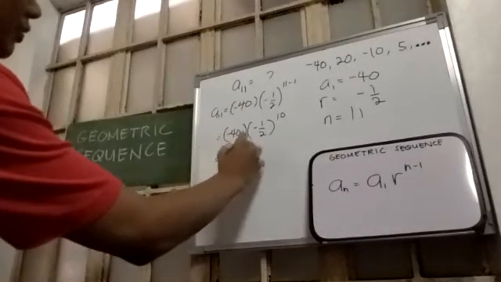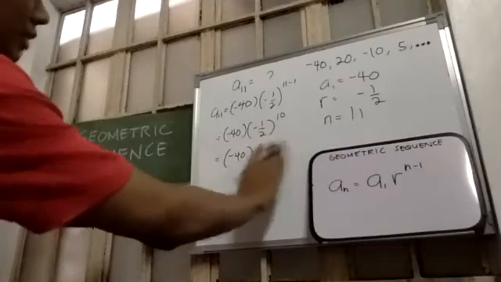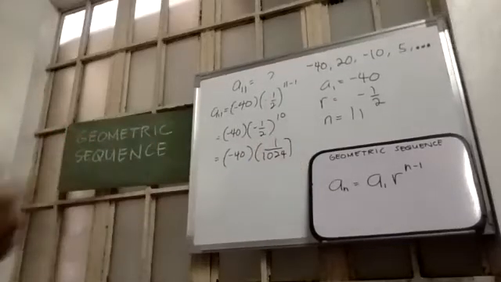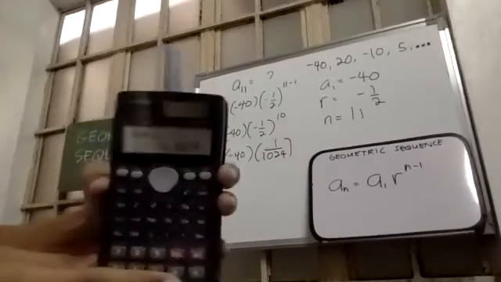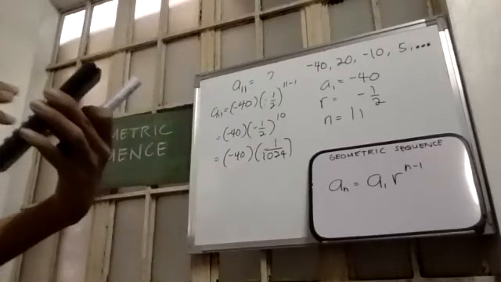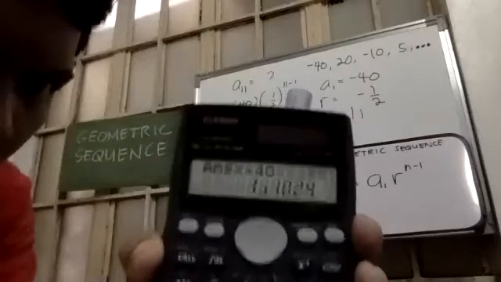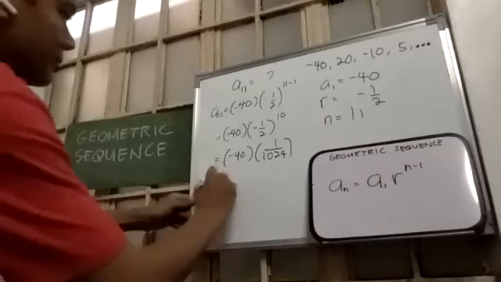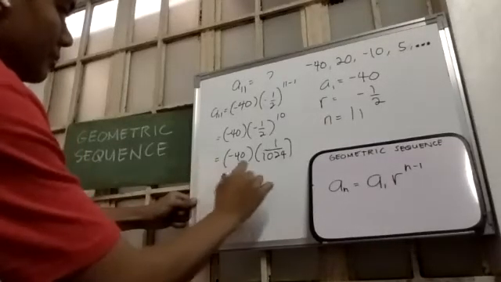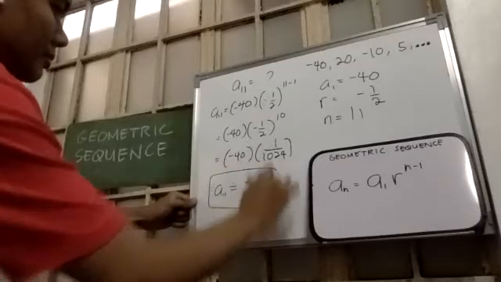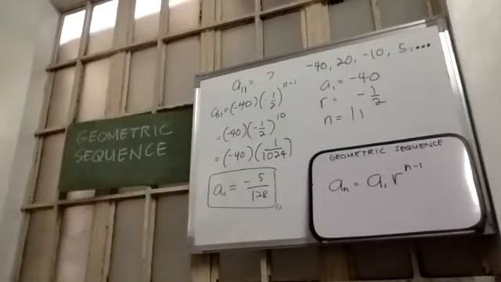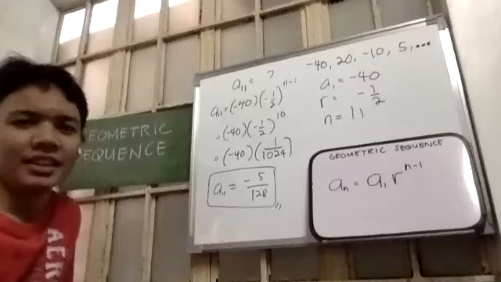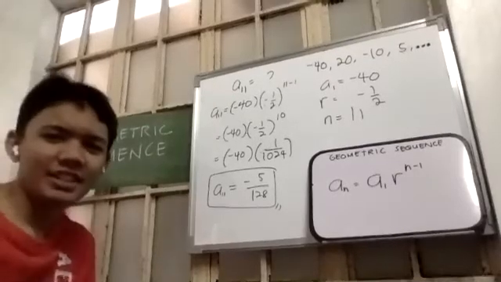So, meron tayong negative 40 times negative 1, positive na siya, 1,024. So, multiply lang yan. Click times negative 40. Then click equals. Ang sagot, negative 5 over 128. Si Claire yung tumama. Si Gold, malayo yung sagot. Si Gianni din, malayo ang sagot. Si Tintin yung mali.